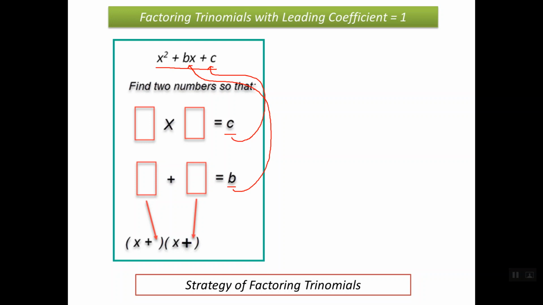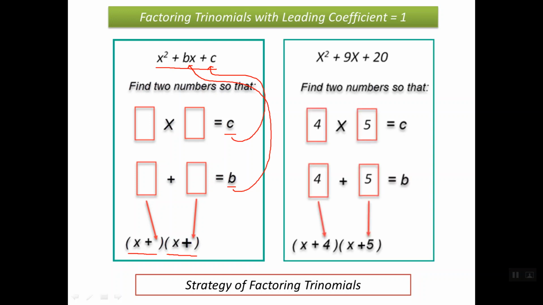So there should be two conditions. The first is that the multiplication of the two numbers is equal to the constant c, while the addition of the two numbers should be equal to the constant b. Once we find the two numbers, we write x plus the first number multiplied by x plus the second number. So this is the strategy for factoring trinomials.